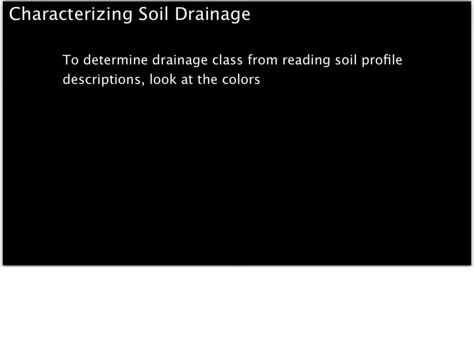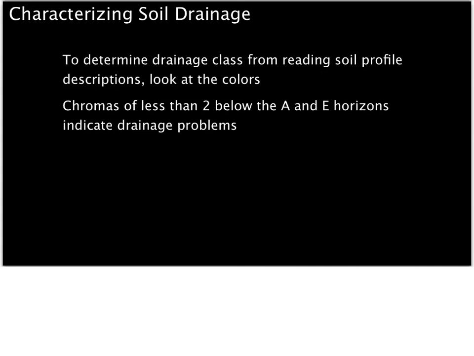If we see chromas, remember when we look at color, we might have a 10YR 3/5. This number here is the chroma. Hue here, value here, chroma here. So we're looking at that number in the denominator of that fraction. So chromas of 2 or less might indicate that we have drainage issues. And we want to look at the depths at which those chromas occur.